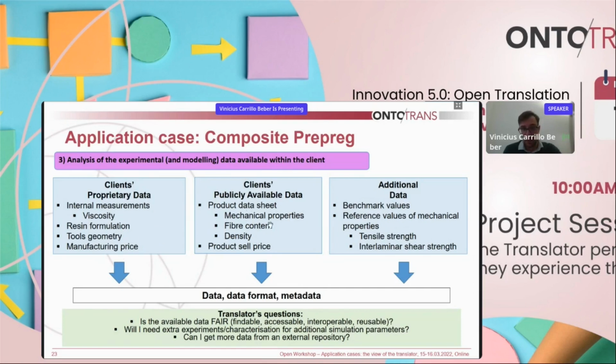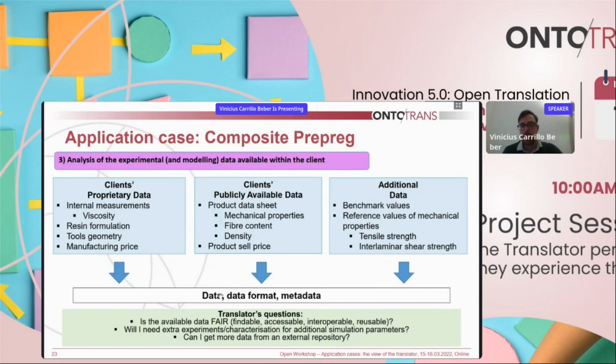Then there is also publicly available data, for instance the product data sheet, which is available to everyone and contains information like mechanical properties, fiber content, density, and the product sell price. And there is also additional data, for instance benchmark values for other competitors of the clients, and reference values of mechanical properties, for instance, that one can find in materials databases, etc.